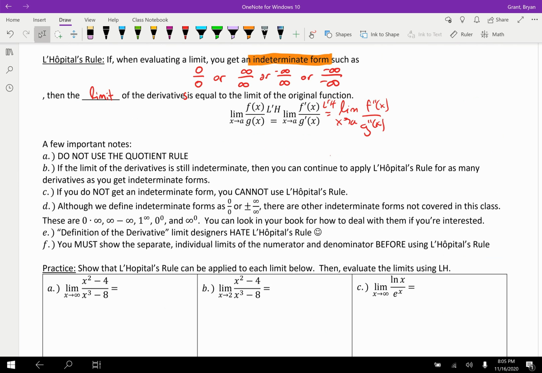Last but not least, and I kept it last because it's so important, and we're going to write it underneath here. Man, when I talked about the AP exam being picky about things for the IVT, differentiability, continuity, we hadn't even gotten to L'Hopital's rule yet. You must show the separate individual limits of the numerator and denominator to justify using L'Hopital's rule. What does that mean? It means that if you show the limit as x approaches a of f of x over g of x, and you find that it's indeterminate and say equals 0 over 0, therefore we can use L'Hopital, they will crucify you, which is a little aggressive.